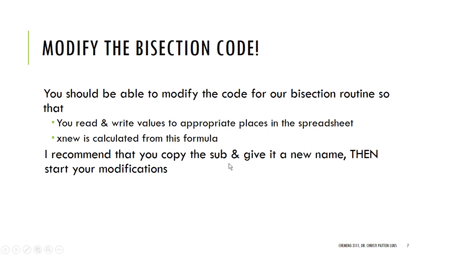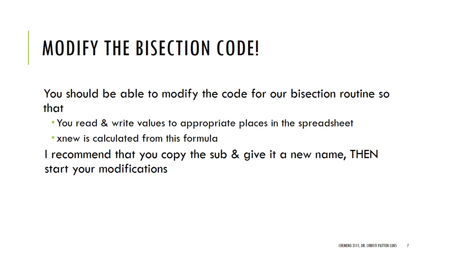What I'm going to recommend you do is go in and modify the code. Just copy the bisection routine, give it a new subroutine name, and then start making modifications. It doesn't matter whether it's above or below the other routine. It's not going to make any difference. VBA will look at the whole set of code you have there and choose what it needs.